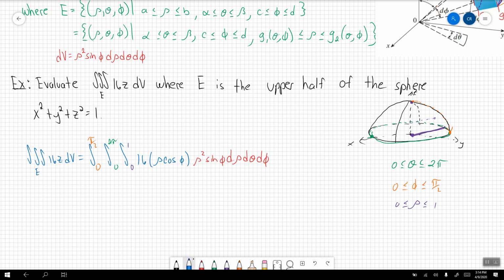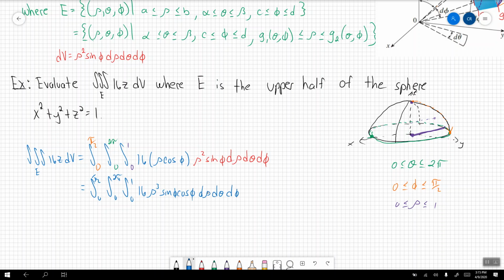All right, so let's go through and make some calculations here to see what we get. This is 0 to pi halves. This is going to be 0 to 2 pi, and this is from 0 to 1. And this is going to be 16. How many rows? I get 3 rows. And then I get sine phi cosine phi. There we are. And this is going to be d phi, d theta, d rho.